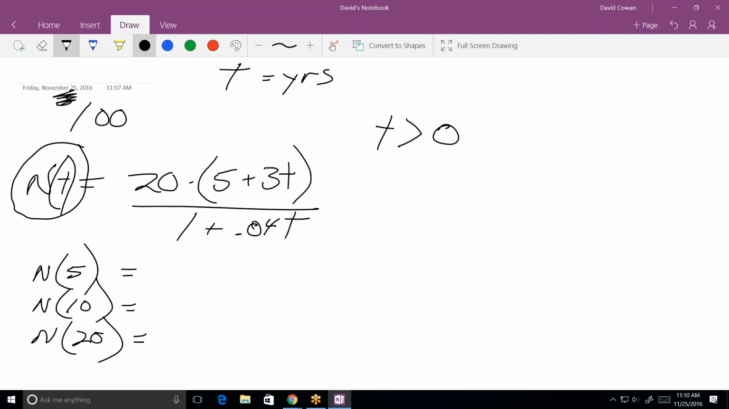Okay. Now, did they say to do this on a calculator or with a graph? It doesn't say, so I assume algebraically.